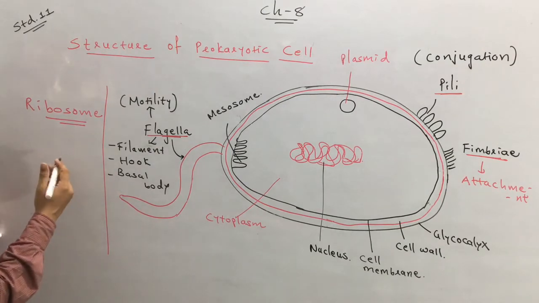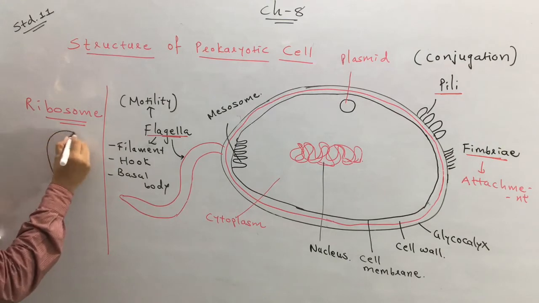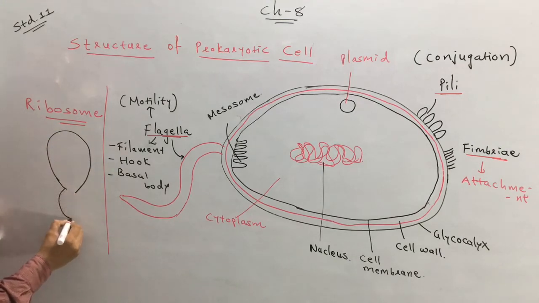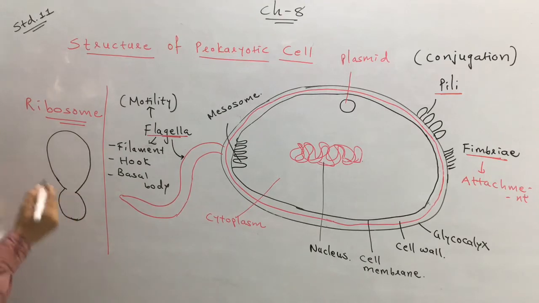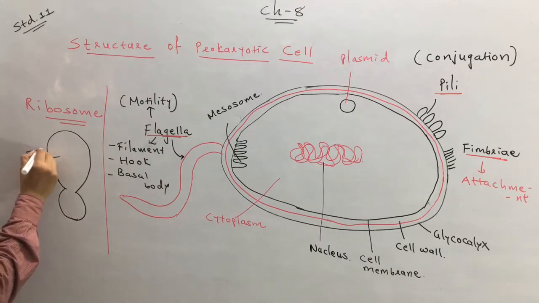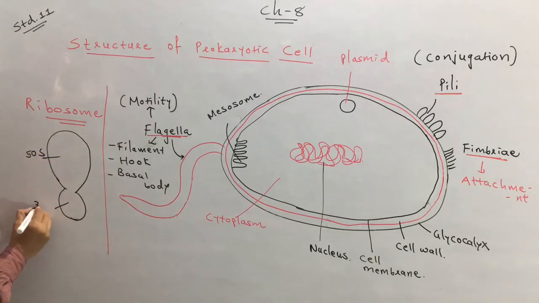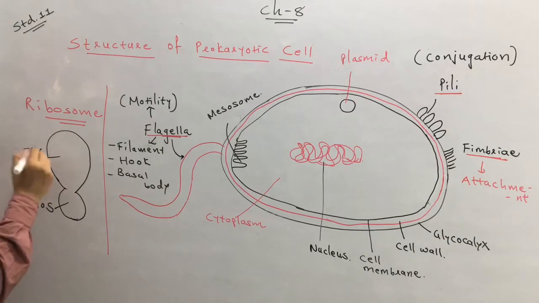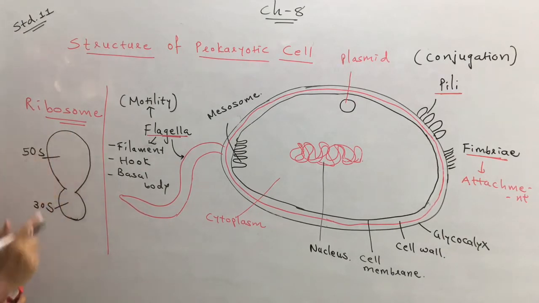This ribosome is made up of two subunits, one large subunit and one small subunit. They form a ribosome. The size of the larger subunit is 50 S. The size of the smaller subunit is 30 S. I repeat, the size of the larger subunit is 50 S, and the size of the smaller subunit is 30 S.